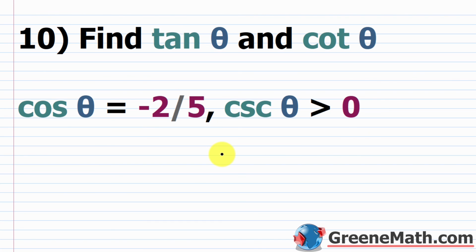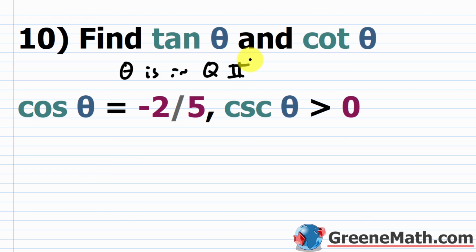All right, for problem number 10, we want to find the tangent of theta and the cotangent of theta, given that the cosine of theta is equal to negative 2/5 and the cosecant of theta is greater than 0. So the cosine of theta is negative in quadrants 2 and 3. The cosecant of theta is positive in quadrants 1 and 2. So that tells me I'm going to be in quadrant 2. So let's say that theta is in quadrant 2.